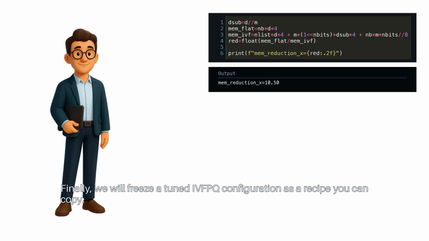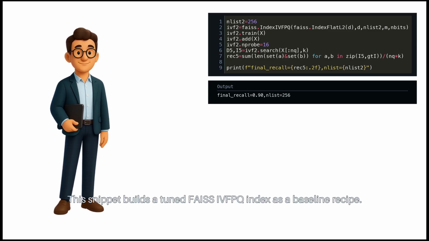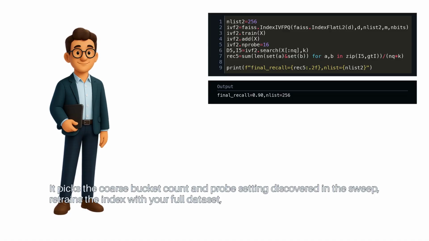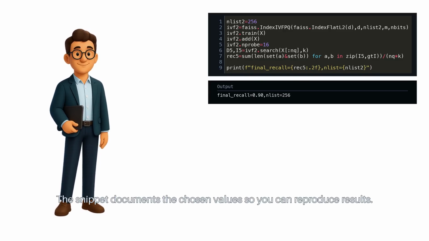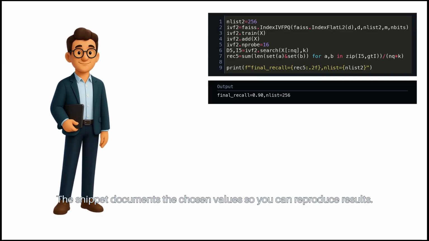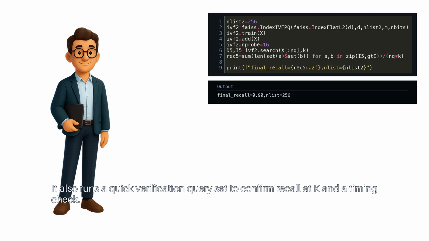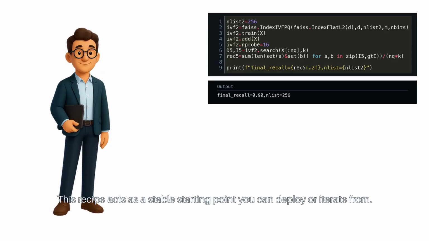Finally, we will freeze a tuned IVFPQ configuration as a recipe you can copy. This snippet builds a tuned FAISS IVFPQ index as a baseline recipe. It picks the coarse bucket count and probe setting discovered in the sweep, retrains the index with your full dataset, and writes out the index object for serving. The snippet documents the chosen values so you can reproduce results. It also runs a quick verification query set to confirm recall at K and a timing check. This recipe acts as a stable starting point you can deploy or iterate from.